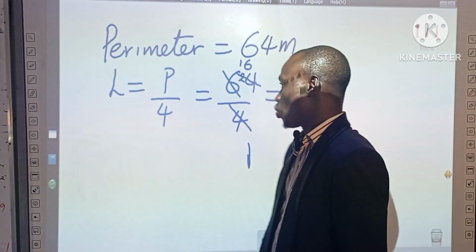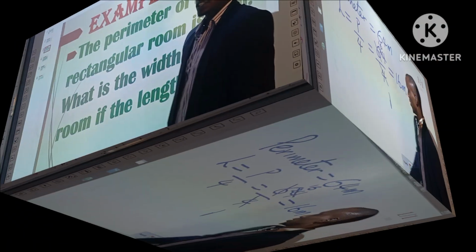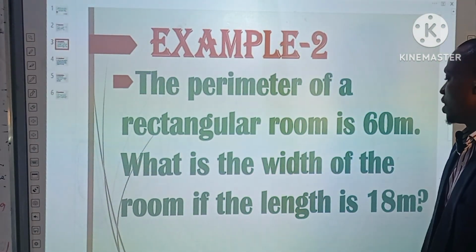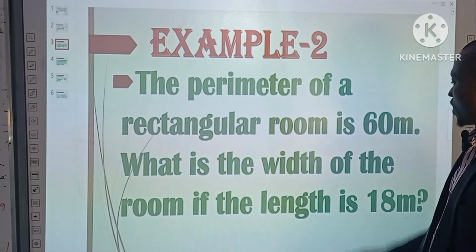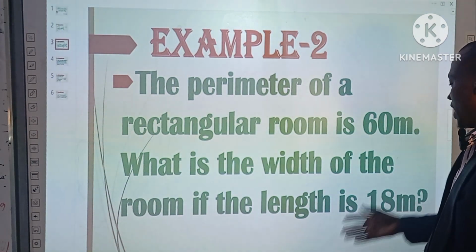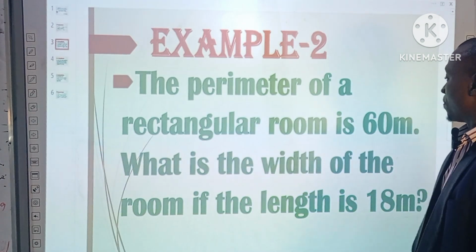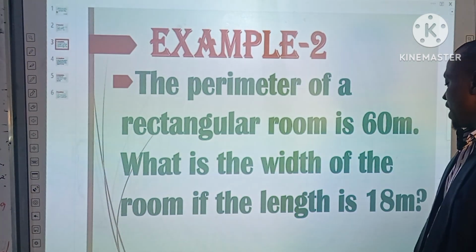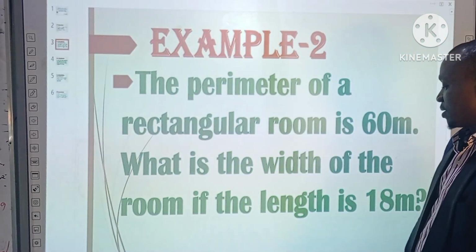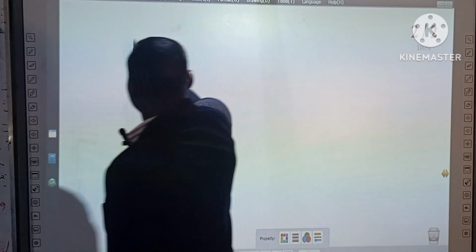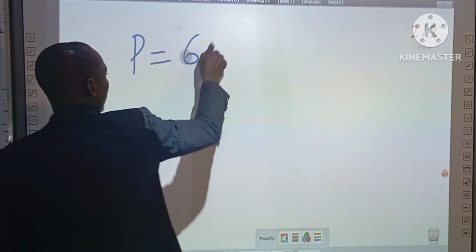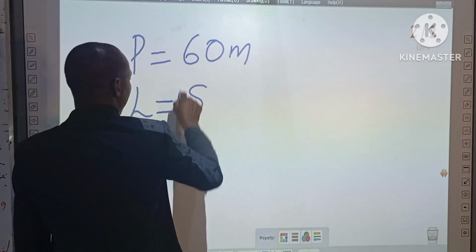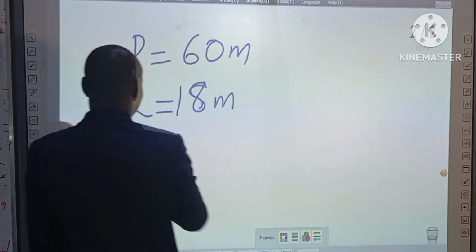Now we're going to look at our second question for today. Our second example for today is also very easy. It said the perimeter of a rectangular room is 60 meters. What is the width of the room if the length is 18 meters? So the perimeter is 60 meters. We are looking for the width if the length is 18 meters. Perimeter P is equal to 60 meters. Length is equal to 18 meters.